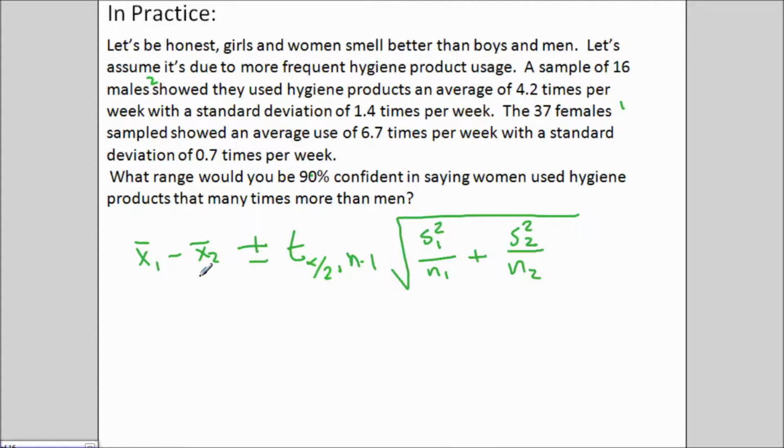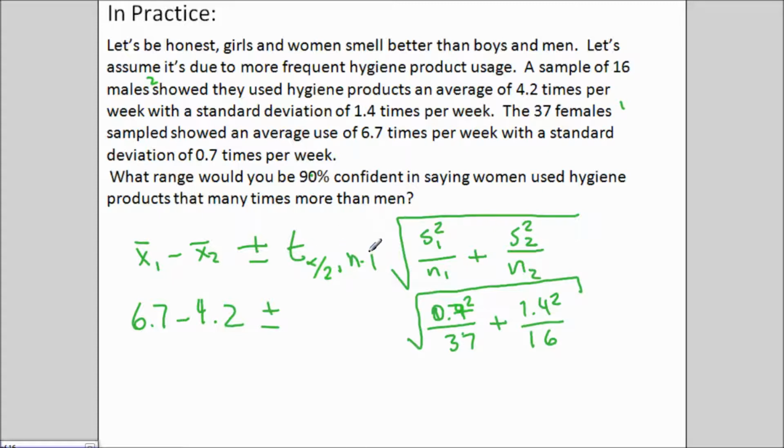So our mean for women is 6.7. Our mean for men is 4.2. Our variance, we only have a standard deviation, so 0.7 squared divided by 37 plus 1.4 squared divided by 16.